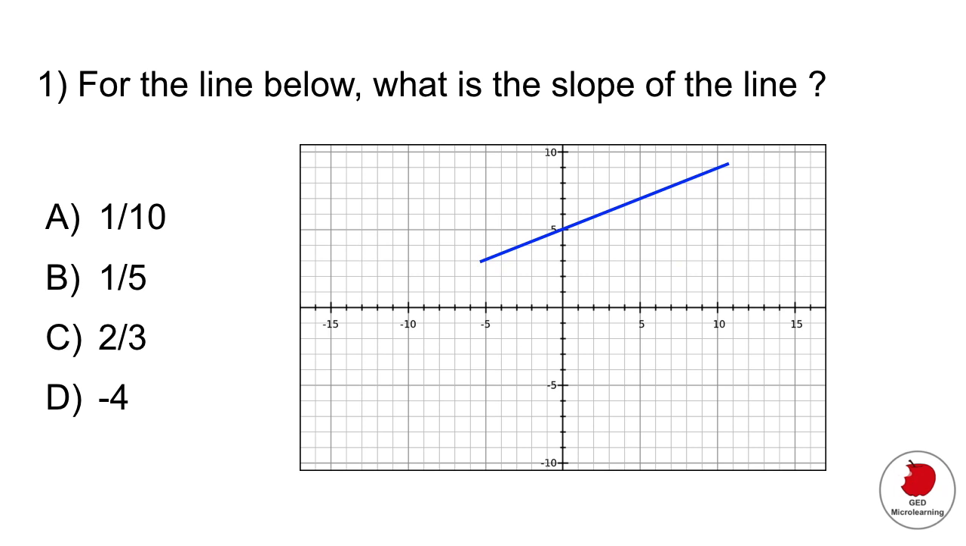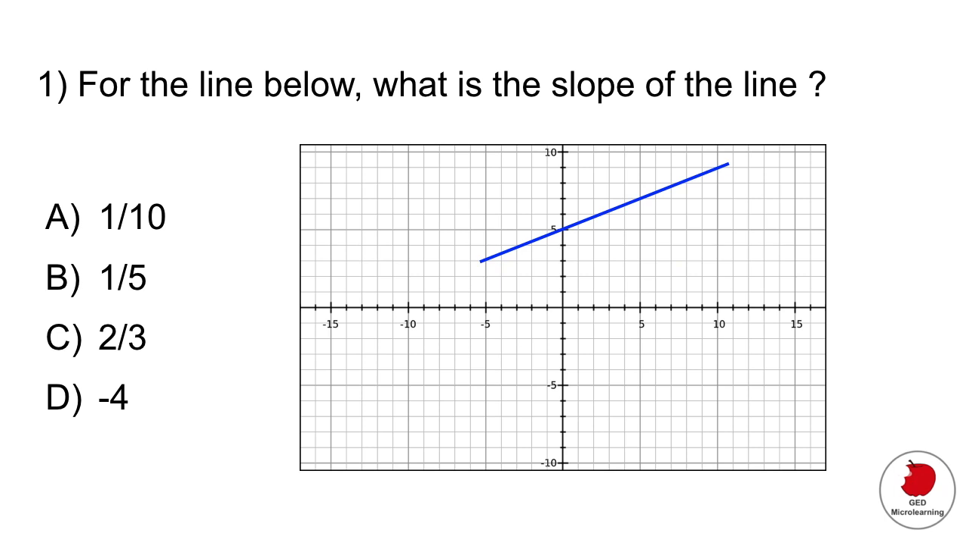All right, so the first category of questions that we're going to deal with are slope questions. And slope can be asked in a number of different ways in the test. So in this first question, they ask you, for the line below, what is the slope of the line? What this question requires you to do is to be able to extract some information from the graph, such as the ordered pairs or the coordinates of this line.